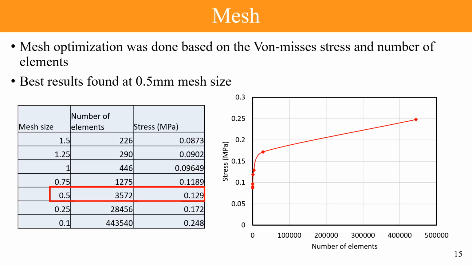One of the mesh optimization or the mesh convergence criteria was the stress. So what I did, I changed the mesh size. You can see that I reduced the mesh size, and then I tried to get the number of elements, and I got the stress. I collected the von Mises stress value. So I can see that at around 0.5 millimeter mesh size, it's pretty stable, and then suddenly it jumped on the stress value. So therefore, for the best result, I choose 0.5 millimeter as the mesh size.